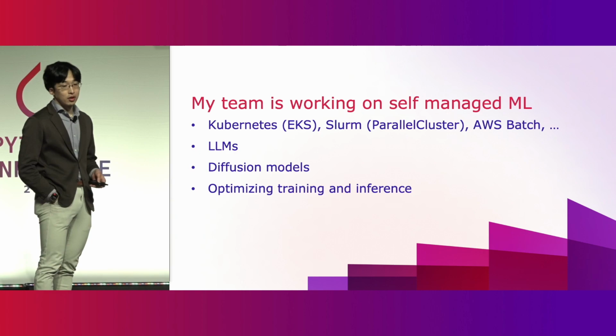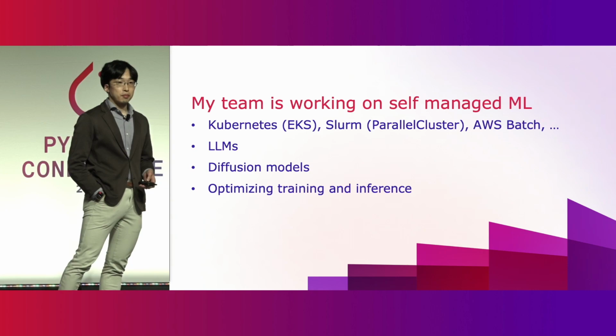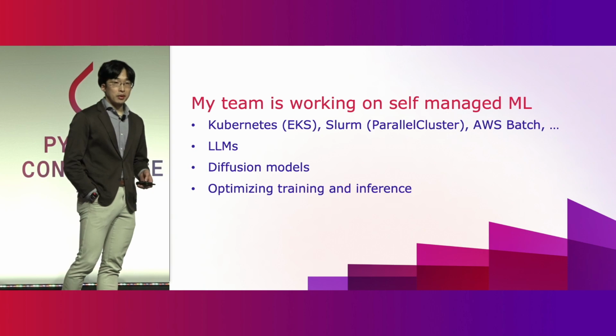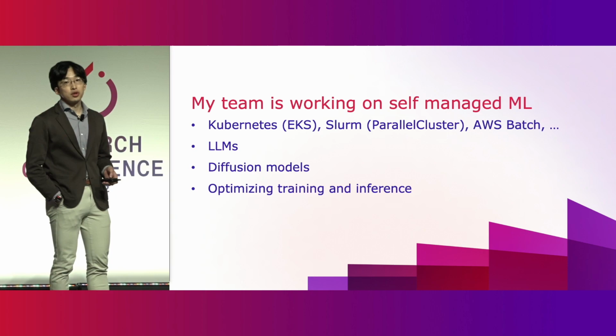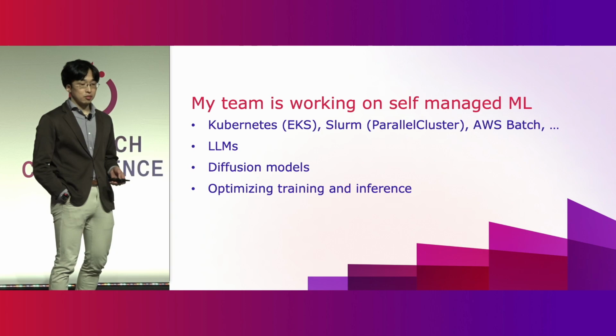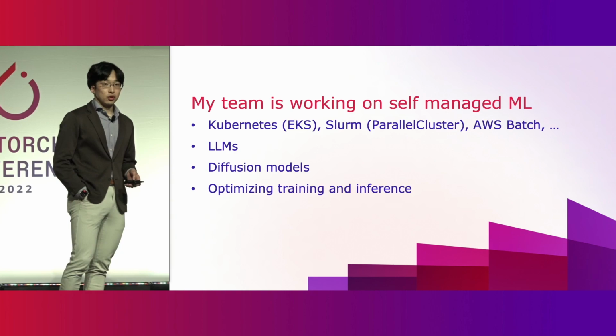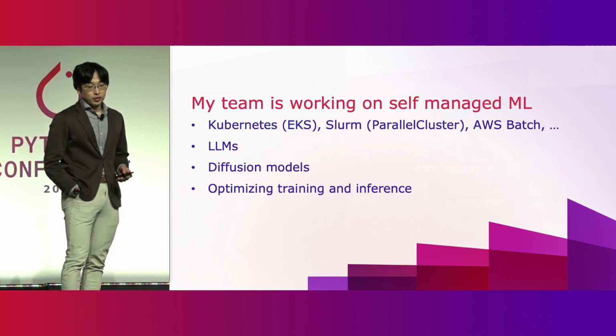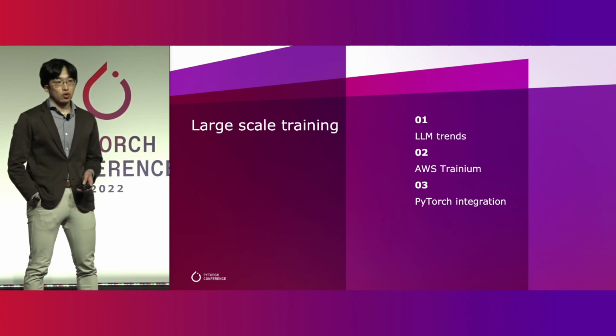Before going to the actual topic, let me briefly introduce my team. My team, the AWS Frameworks team, supports self-managed machine learning workloads, which don't use any managed solution such as SageMaker. As a software stack, we mostly use Kubernetes, EKS, SLURM, ParallelCluster, and AWS Batch. The primary workload is LLMs, but machine learning in general is our scope. Today, I'm going to talk about our latest option for distributed, large-scale machine learning model training.